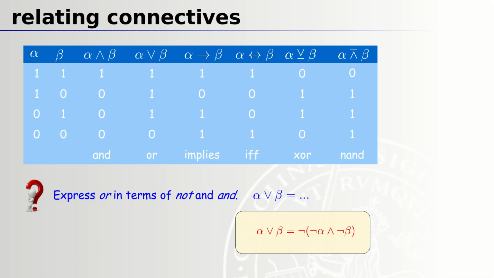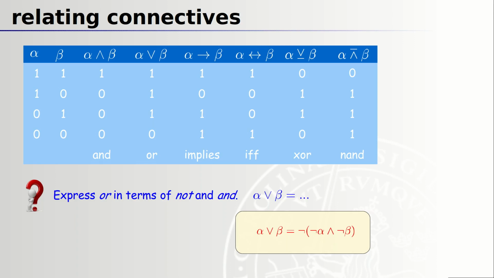Note what this means for the universality of operators. We had seen previously that using only and, or, and not, we could construct an expression for any truth table. And now we just expressed one of those, the OR operator, by using only the other two. Therefore, and not, conjunction and negation, are already universal. We don't even need the disjunction or the OR operator.